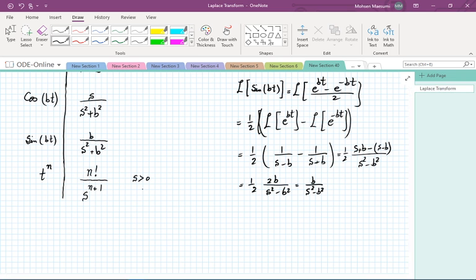And of course here also s has to be larger than 0. Okay, so this was an introduction to the Laplace transform. We're going to have some basic exercises. Let me just do a couple of examples before we leave off.